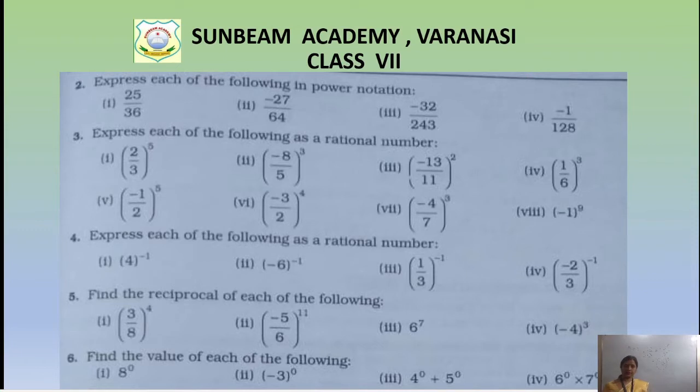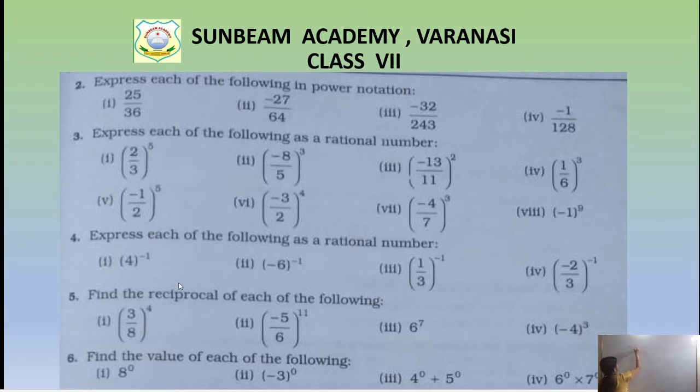Question number 3. Express each of the following as a rational number, children. You have to write these given exponential questions in the form of rational number. So quickly write down question number 3, first part, children. Do it. Write down the question.